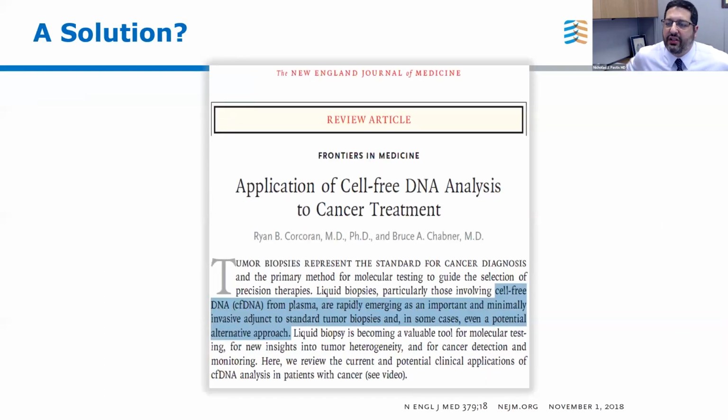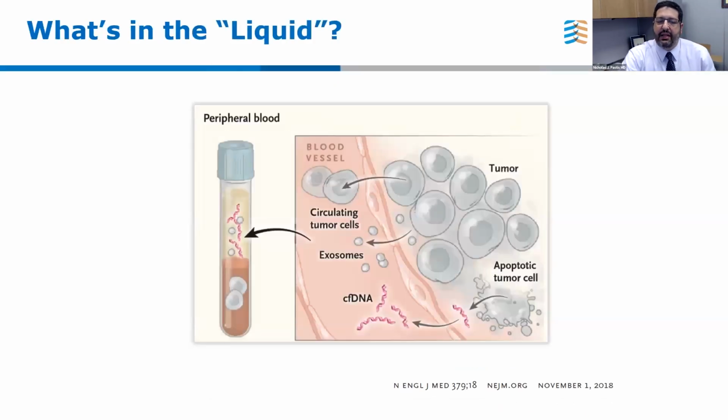So a potential solution for such a case, that brings us to one of our final points, and that's circulating tumor DNA. Cell-free DNA isn't all tumor DNA, but when you say circulating tumor DNA, that's the DNA just from the tumor cells. It can be found in plasma. And this was a review article back in 2018, and it kind of predicted the great surge in this technique that's happening in the oncology world.